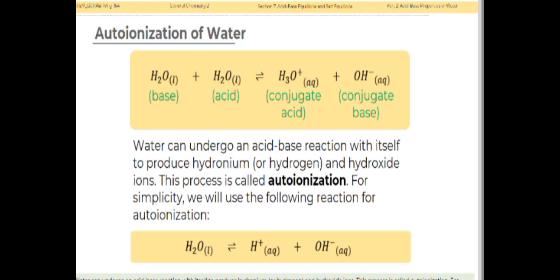Water can undergo an acid-base reaction with itself to produce hydronium or hydrogen and hydroxide ions. This process is called autoionization. For simplicity, we will use the following reaction for autoionization. Water produces hydrogen ion plus hydroxide ion.